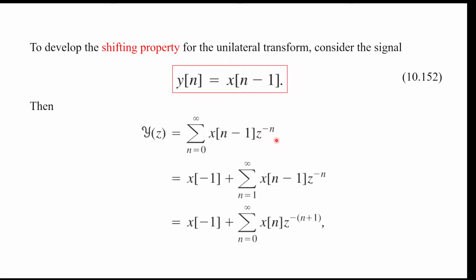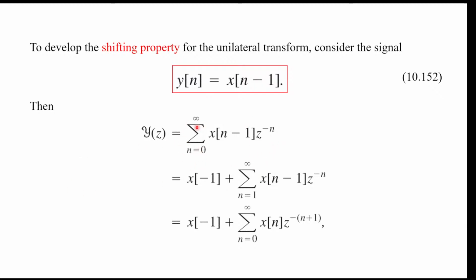Okay, so we need to see what happens when y of n equals x of n minus 1. What's the unilateral transform of y? This is a bit tricky, but we can derive something. So script Y of z, by definition, is the summation n from 0 to infinity of x of n minus 1 times z to the minus n.